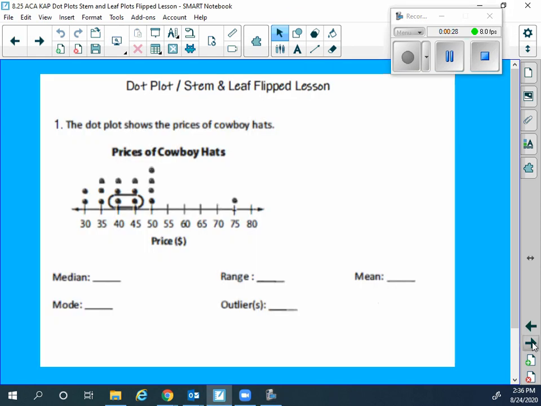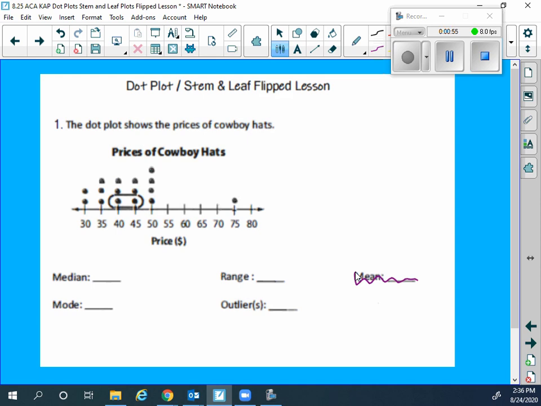Okay, so first, this is a dot plot. And this one shows the prices of cowboy hats. You can see that on top of 30, two of them cost $30 because there's 2 dots. 3 are on 35 because there's 3 dots, and so on. We're going to be finding the median, the mode, the range, outliers, and we are not going to do the mean for this one because that is a lot of numbers.